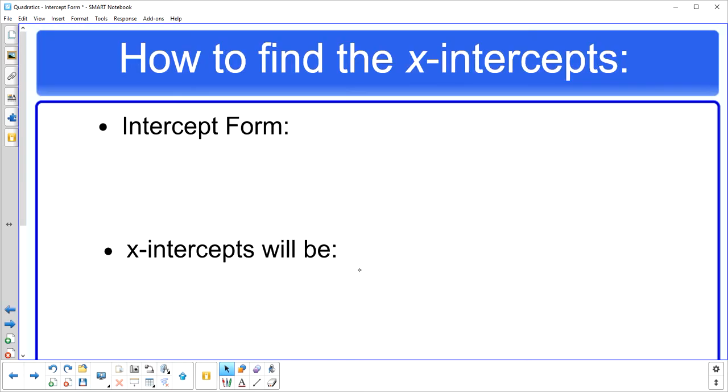Okay, so jumping right into it, first thing we're going to have is what's called the intercept form. So the whole video is going to be about intercept form. And it's going to look like this. y equals a, some number a, times the parentheses x minus p, where p is a number, times the parentheses x minus q, where q is a number.